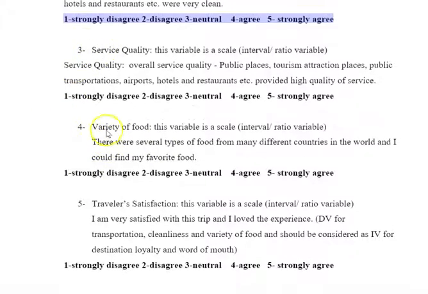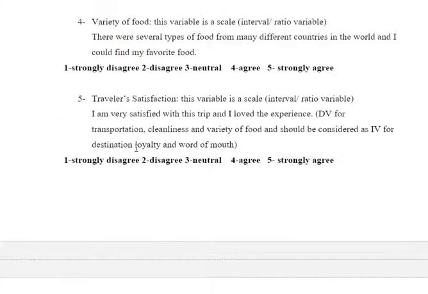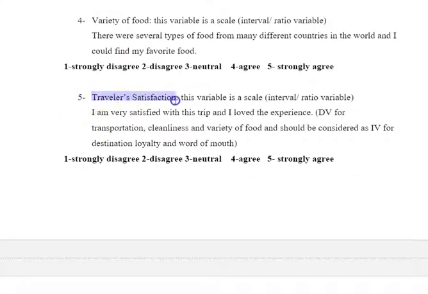So we have service quality, we have variety of food, and we have traveler satisfaction here. As I told you, traveler or tourist satisfaction is the most important thing here. We want to make sure we have happy customers, happy travelers, and as a result, traveler satisfaction becomes the DV. It's the response variable here. We want to control it. We want to increase it, and by increasing it, we can expect to have more tourists coming back to our city.